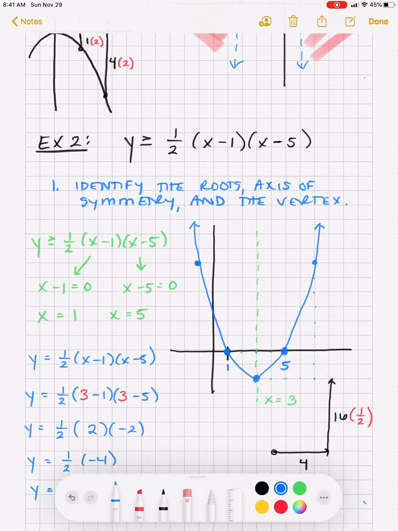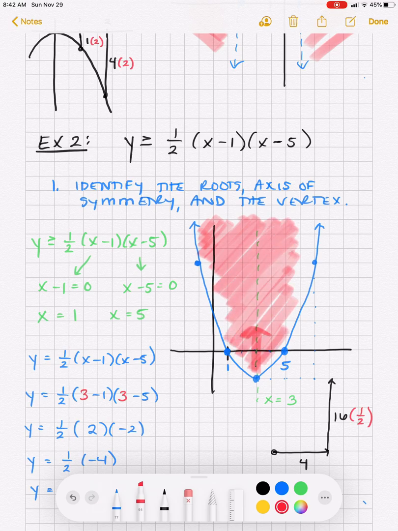And again, we have the inequality greater than or equal to, which means I'm going to shade above the vertex. In this case, shading above the vertex would put us on the inside of the parabola, and that's where we would shade.